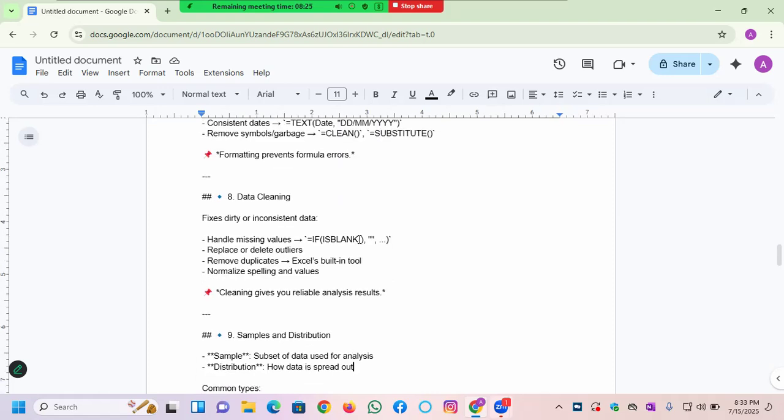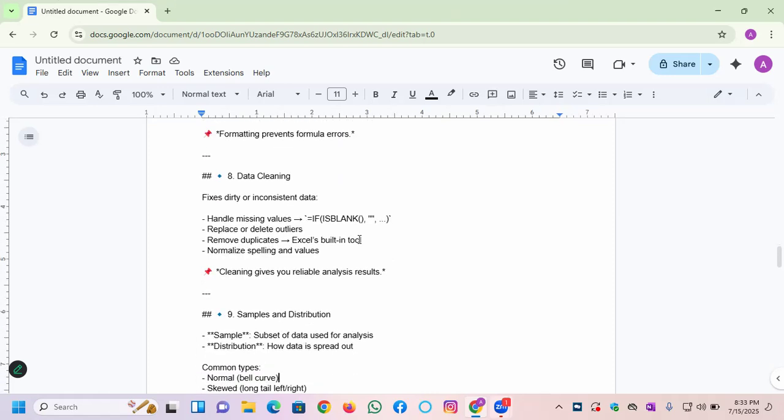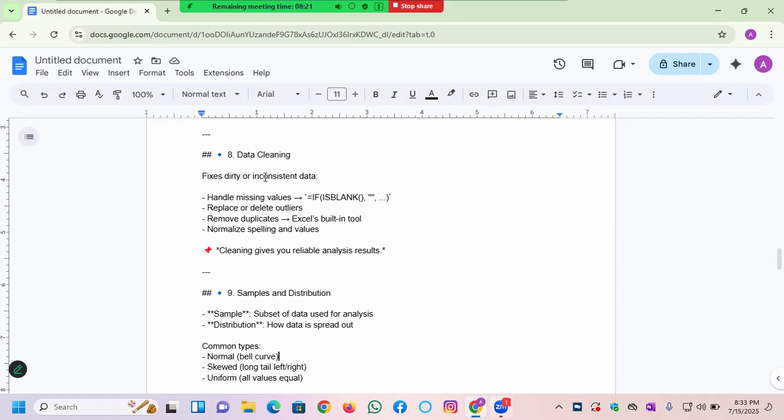So data cleaning fixes dirty or inconsistent data, right? When we are cleaning data, what are we doing? We look for and handle missing values. When you have a column, there will be some missing values, right? For example, look at what we did yesterday. We have some cells that are blank, right? Usually those are called missing values, meaning nothing is there. So we have to take care of missing values.